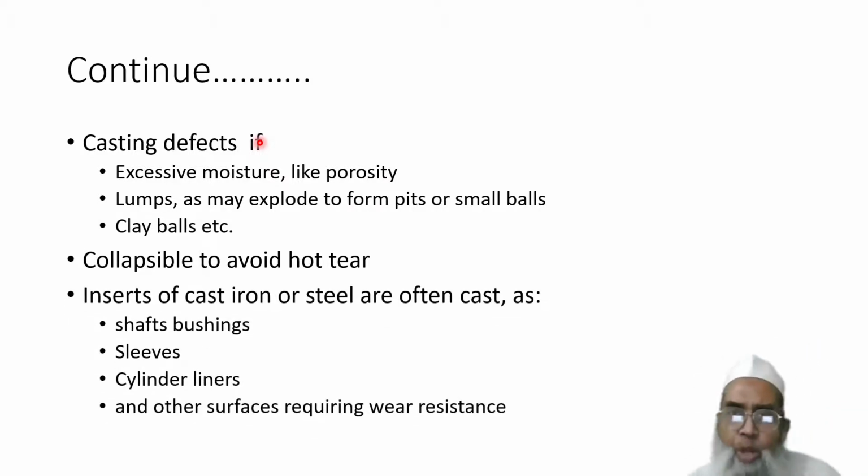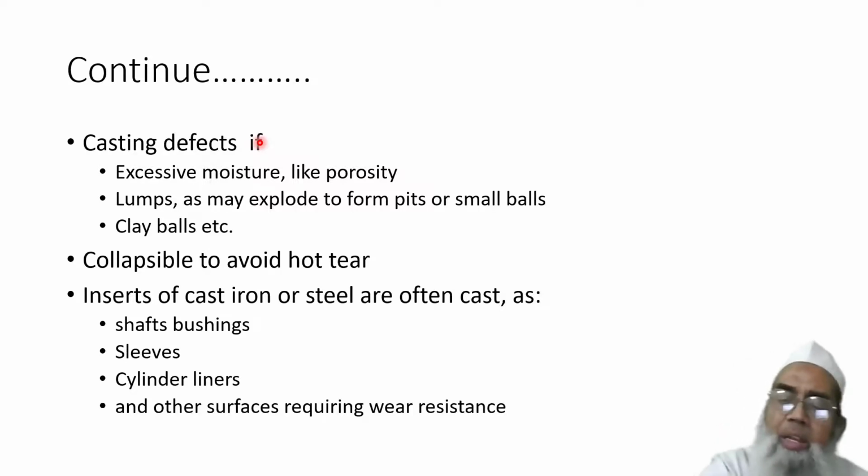Now, inserts can also be provided as per our requirement in the casting, whether it is a sand casting or plaster molding, or maybe even investment or die casting. We can install inserts, maybe of cast iron or steel, which are often needed, like shaft bushings or sleeves or cylinder liners and other surfaces requiring wear resistance. That can also be incorporated as an insert in the aluminium castings.